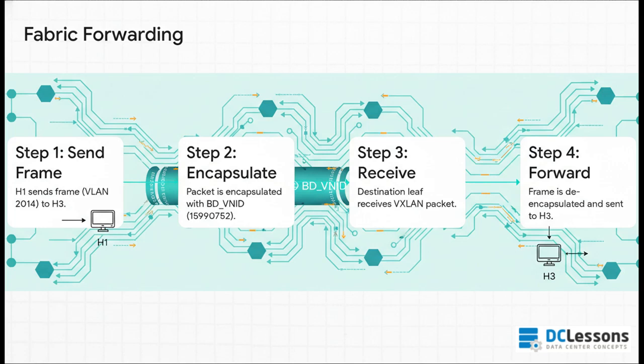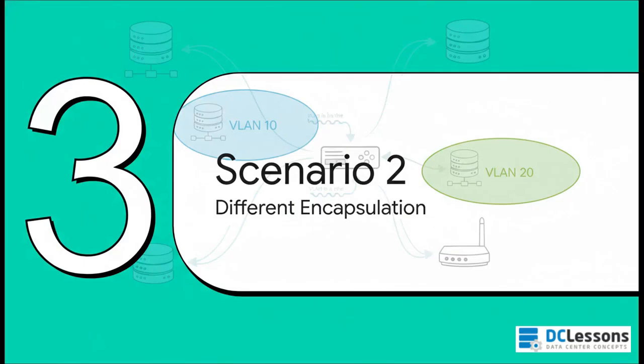That BD_VNID is the key. It's like a universal translator that lets all the switches communicate about this one Layer 2 network, no matter where they are physically. Okay, on to scenario 2. We're going to build on what we just learned. What happens if our endpoints are still in the same logical group, the same bridge domain, but on their local switchboards, they're actually using different VLANs?